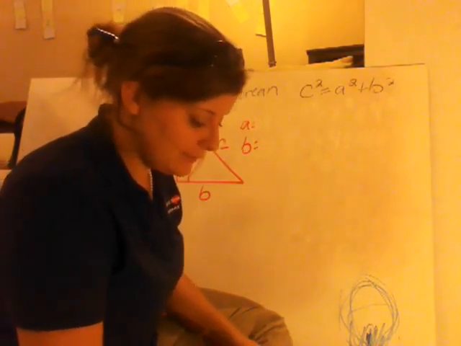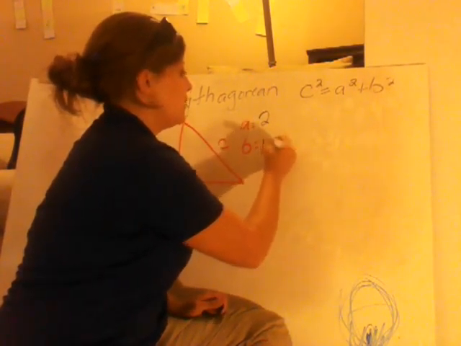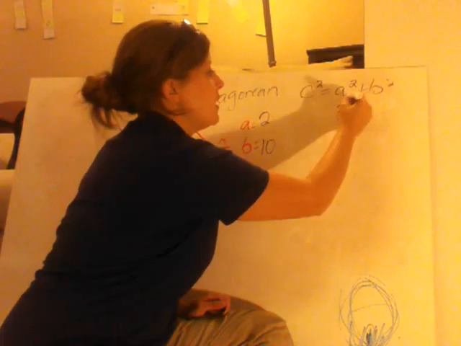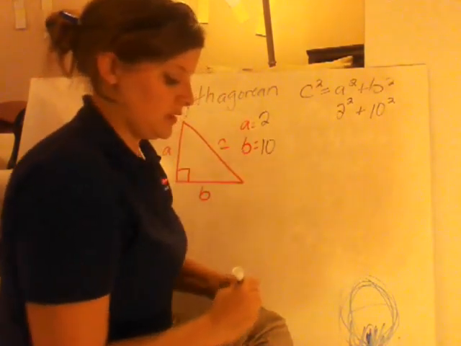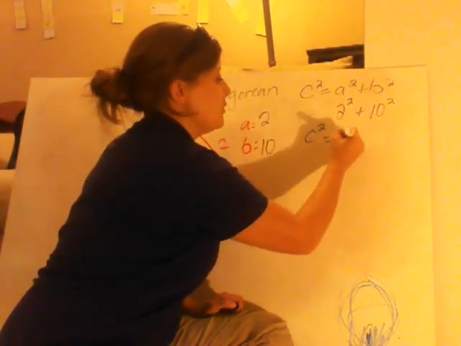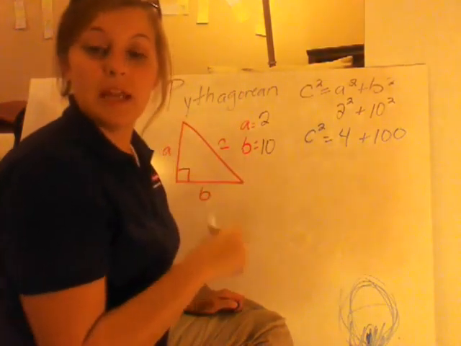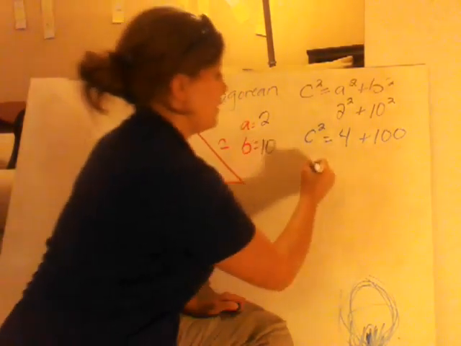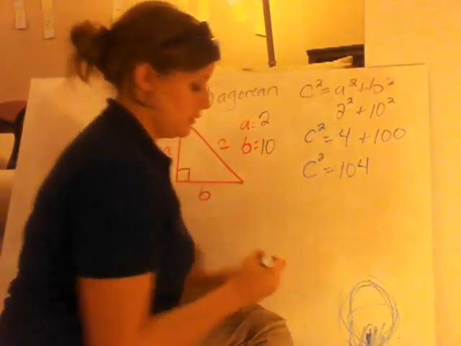My bad. Alright, A is equal to 2. B is equal to 10. So now I have 2 squared plus 10 squared. Well, that's just ridiculous looking. So now I've got C squared is equal to 4 plus 100, because 10 times 10 is 100. So now I have C squared is equal to 104.